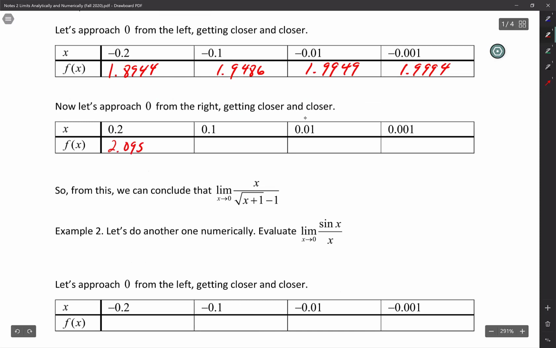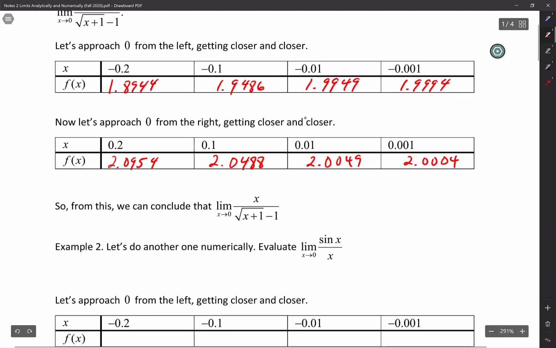And then this one down here was what again? 2.0954, and then 2.0488, and then 2.0049, and then 2.0004. Okay. All right. So here's what we're supposed to look at with the notes.